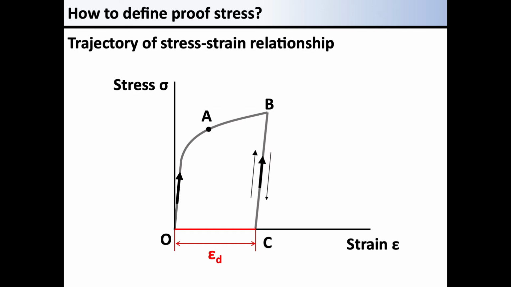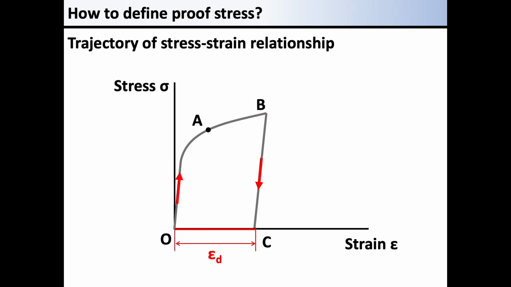Then, after stress reaches zero, a certain amount of strain remains. The epsilon d shown in the stress-strain diagram is the plastic strain. The strain in the range of origin and C is the strain that remains after unloading. The strain is called plastic strain.